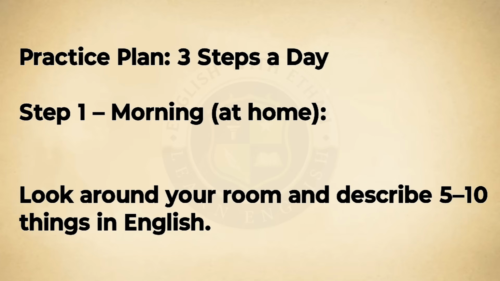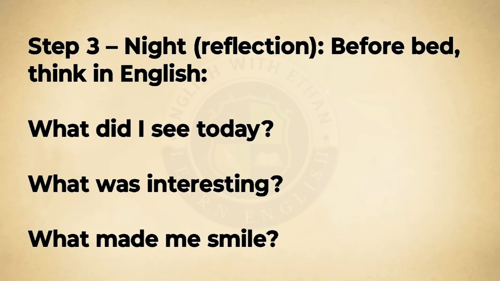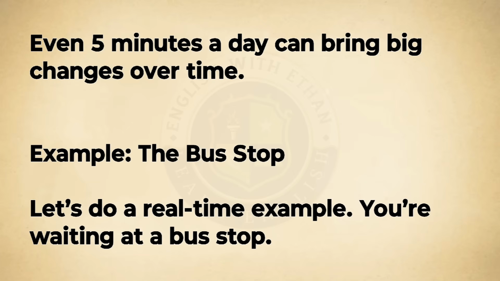Practice plan: 3 steps a day. Step 1. Morning, at home. Look around your room and describe 5 to 10 things in English. Step 2. Afternoon, outside. When you walk or travel, describe the street, people, and weather silently in English. Step 3. Night, reflection. Before bed, think in English. What did I see today? What was interesting? What made me smile? Even 5 minutes a day can bring big changes over time.